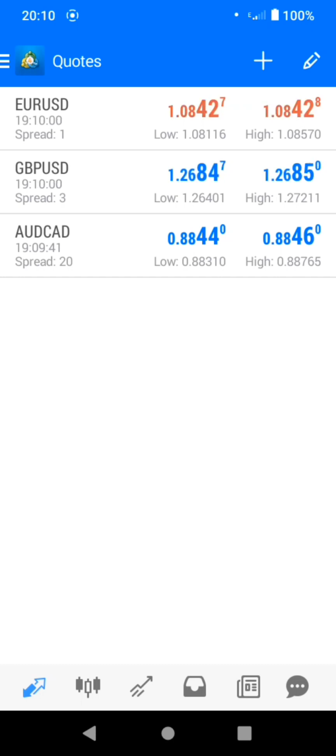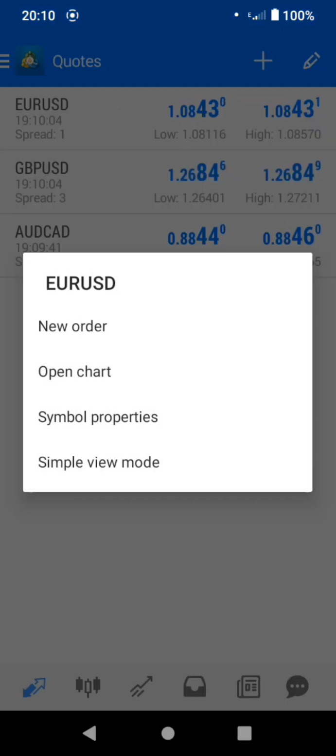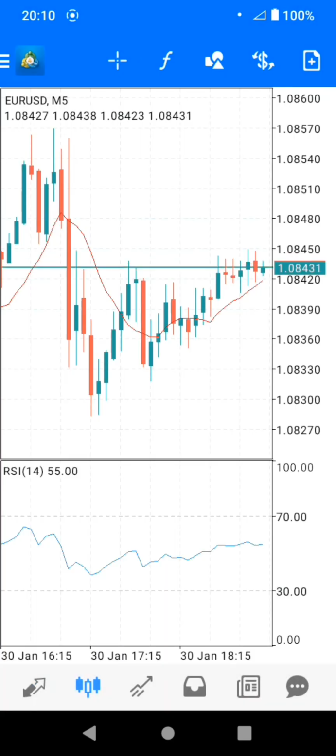So now when you just come here, let's say you press this, you are going to see new order. Okay, new order. This is if you want to make an order. We are not going to do that now. And you are going to see open chart symbol. If you want to open chart, you can see open chart, but we are going back here.